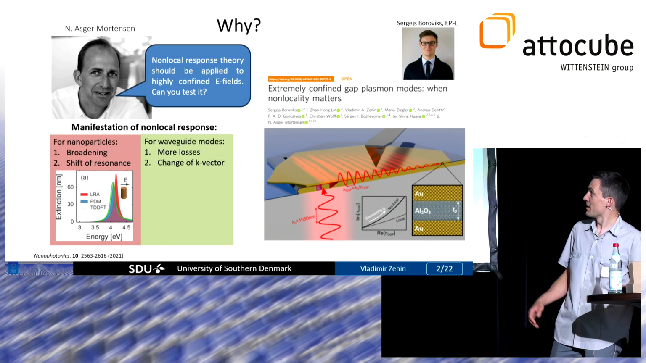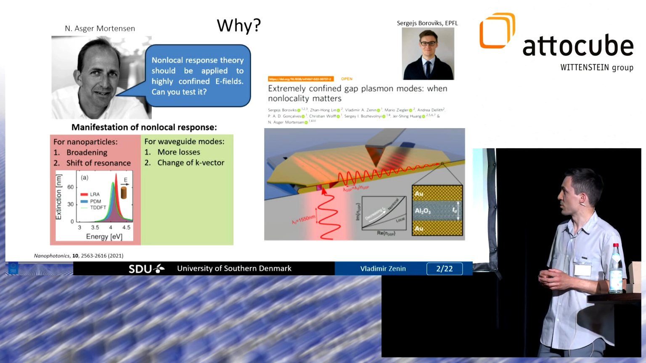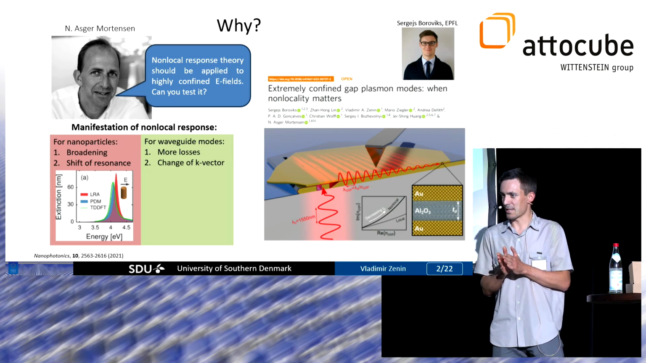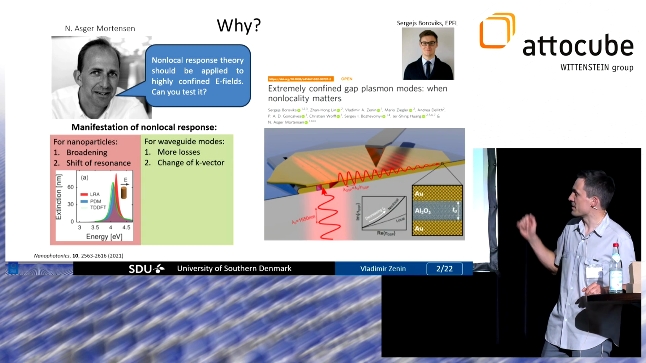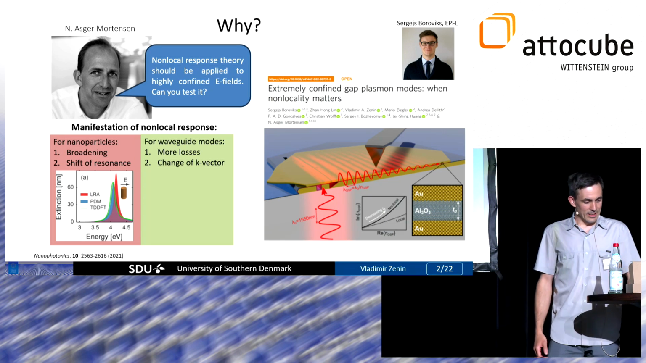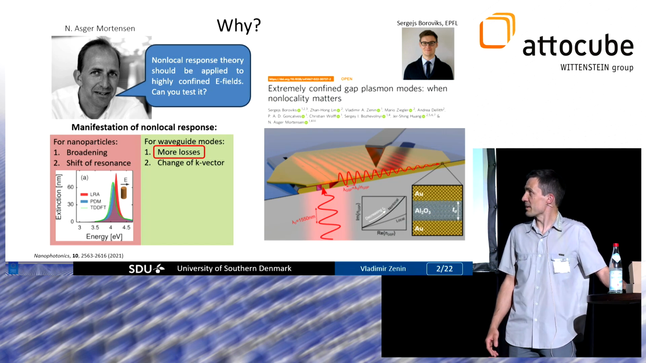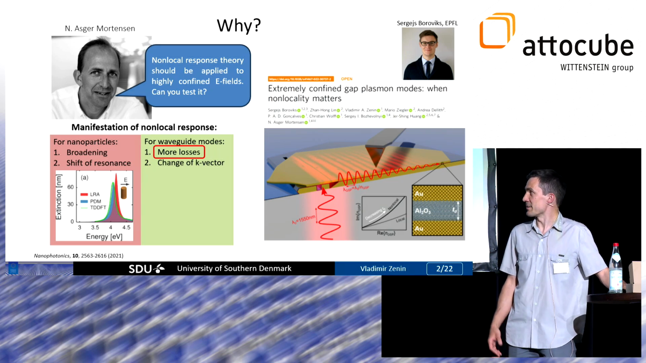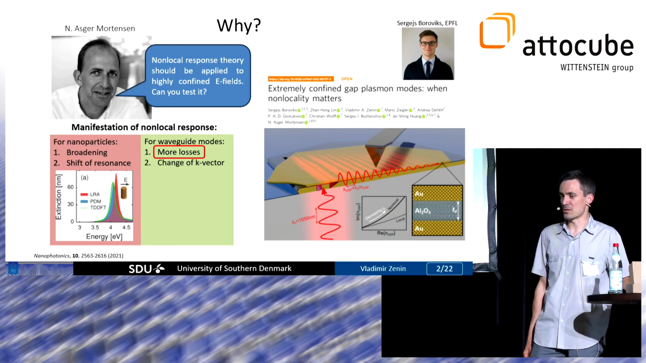And we did it in this paper where we studied so-called gap plasmon modes, where you have two pieces of metal, bring them together like a capacitor, and then the plasmons will propagate between these two pieces of metal in a dielectric spacer. So the important part is that first of all, there will be more losses because of the non-local response. And then later, if there is even stronger confinement, you will have a change of k-vector.